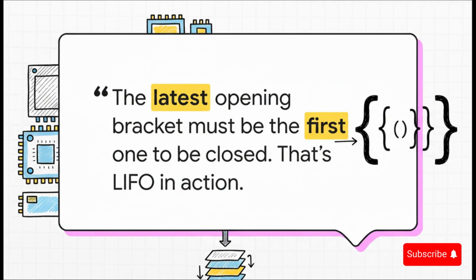And that's the whole point. These nested structures rely on this rule: the most recently opened bracket has to be the very first one to get closed. And once again, last in, first out provides the perfect logic for the job.